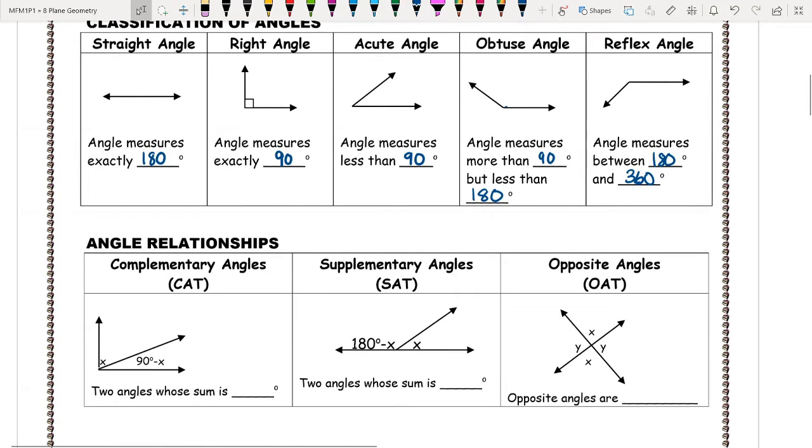All right, moving on, we can now talk about three angle relationships. We can talk about complementary angles, supplementary angles, and opposite angles. And these are going to be very important as we go forward in this unit, especially when we start looking at transversals and parallel lines. So when we have complementary angles, those are two angles whose sum is 90 degrees.